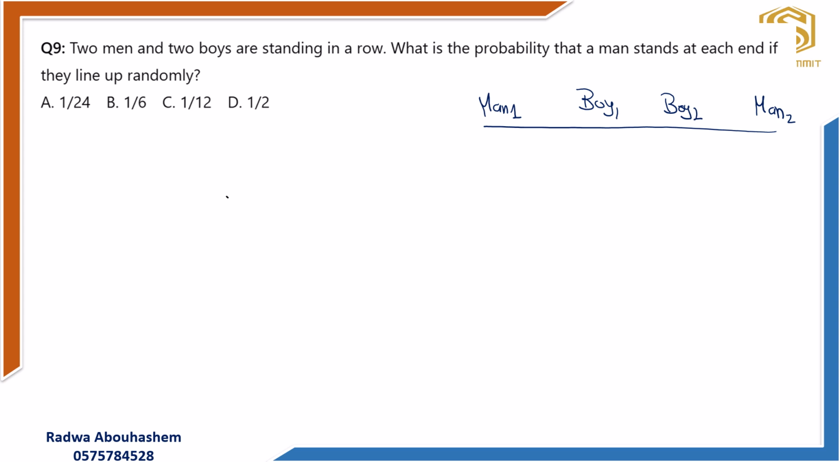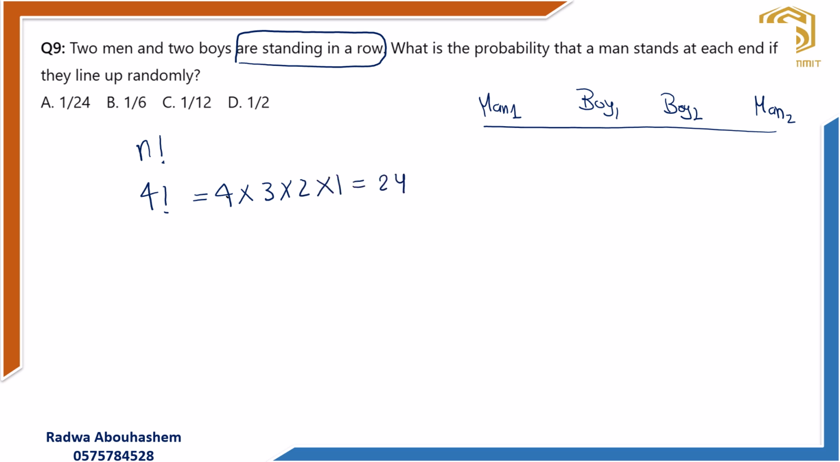Okay, they are standing in a row, so I need all of the possible ways they could arrange. What is the possible number of arrangements? It's n factorial, right? So it's 4 factorial, so 4 times 3 times 2 times 1 equals 24. These are all the possible ways.